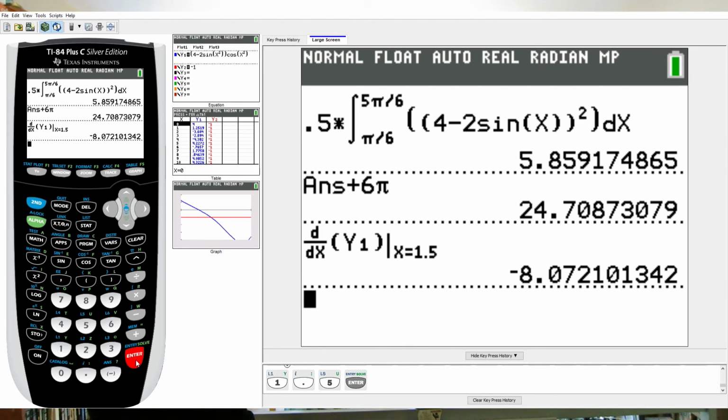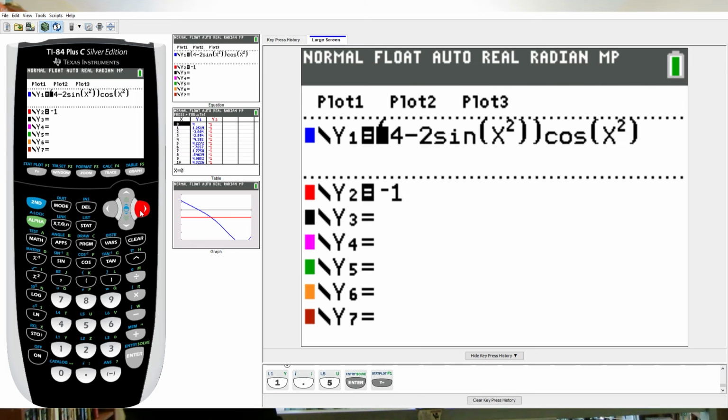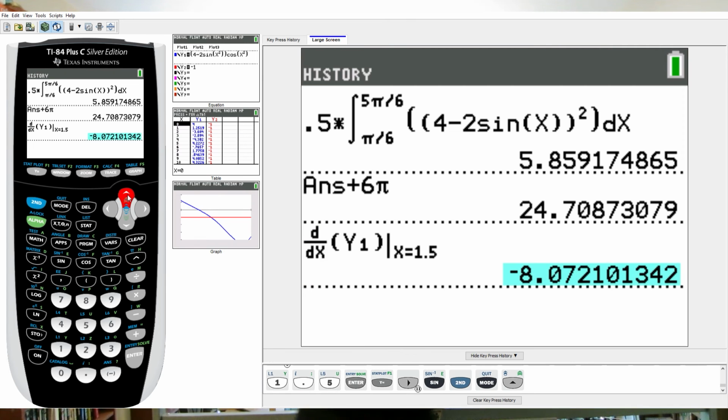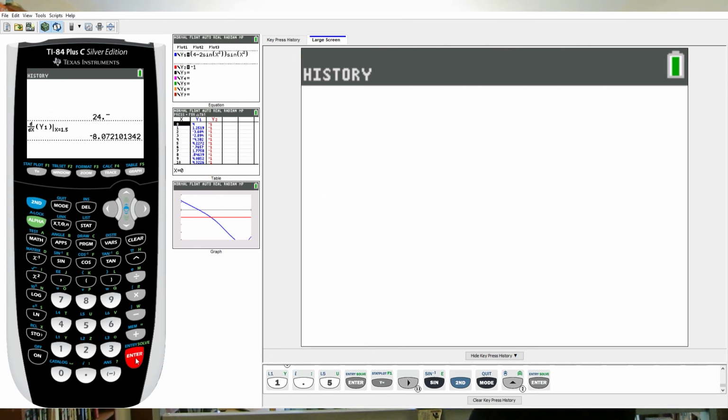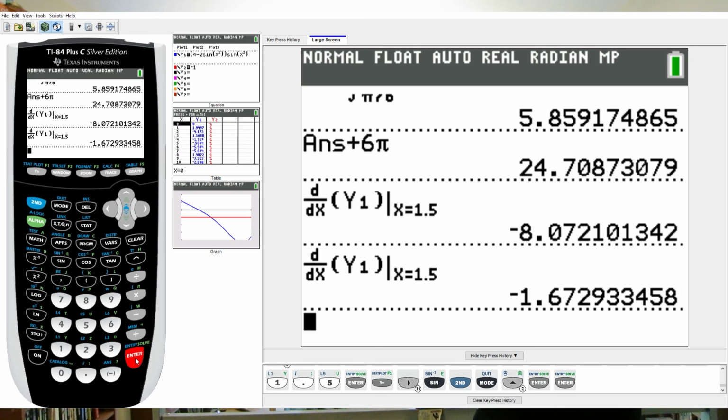And now I want to do the same thing, but I want to do it with the y coordinate. So I'm actually just going to go back into my y1, and I'm going to change the cosine to a sine, and quit out of there. And then I'm going to literally ask it to do the exact same thing I did a second ago. And this is negative 1.673.